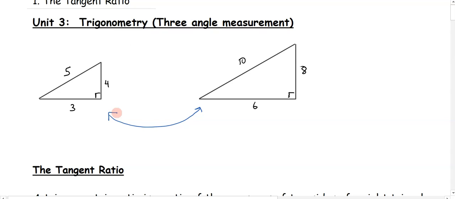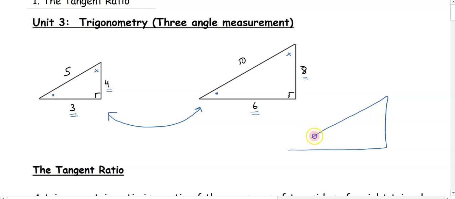So if two triangles are similar, their sides are in proportion. For example, 3 multiplied by 2 is 6. 4 multiplied by 2 is 8. So all of the sides have been doubled, scaled up, right? It's twice as large. When you scale up and scale down a triangle, the angles don't change. Those angles remain the same, right?